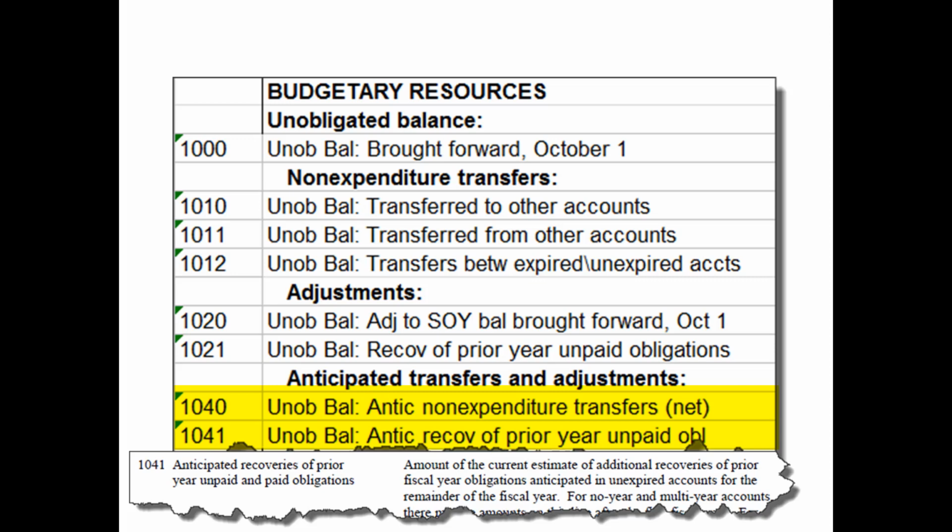Keep in mind that if an amount exceeds an estimate, you may have to send a new apportionment to OMB to reflect it, unless the increase is covered by a footnote or the adjustment authority in section 120.49. We'll talk more about this in the next module. At the end of the fiscal year, all anticipated resources are zeroed out on the final SF-133, leaving only actual resources.